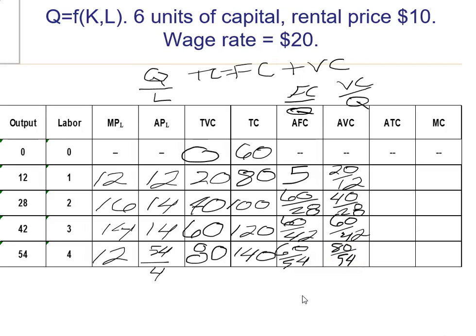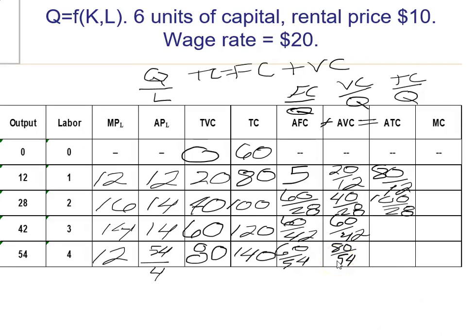Next, let's find average total cost. Again, pause it, see if you can calculate this number. Well, this is your total cost, which is 80, divided by how much output you have, or 12. Recall that ATC is TC divided by Q. A second way you could find ATC is simply add AFC plus AVC to get you ATC. So what is it here? It's going to be 60 over 28 plus 40 over 28. That's 100 divided by 28, or about 4.